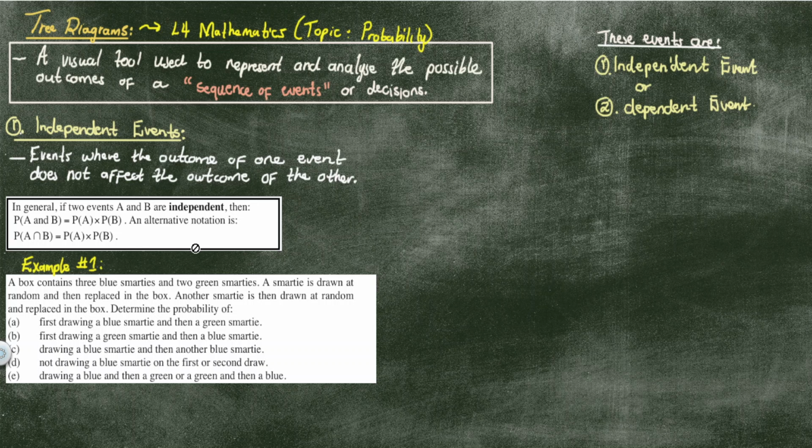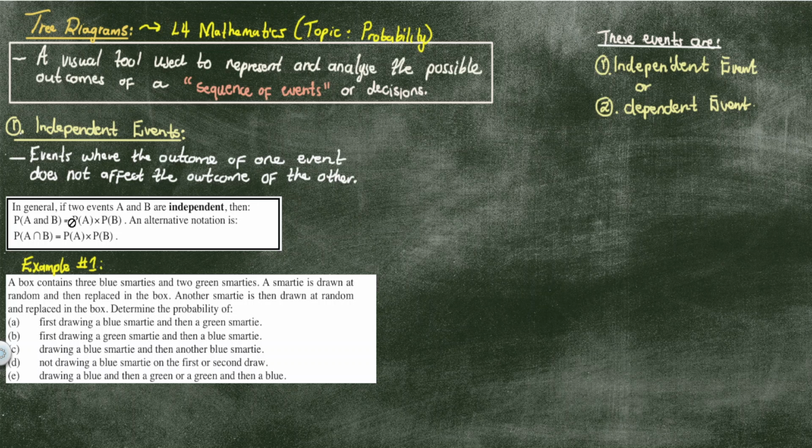So I put my hand inside this box and take out one smartie, I look at it, and instead of eating it I put it back inside again. Then another smartie is drawn at random and replaced in the box. So what happens is I take out a smartie for the first time, look at it and put it back, take out another smartie for the second time, look at it and return it, right? Keep in mind we don't eat these smarties, ne? Now they say determine the probability of first drawing a blue smartie then a green smartie.